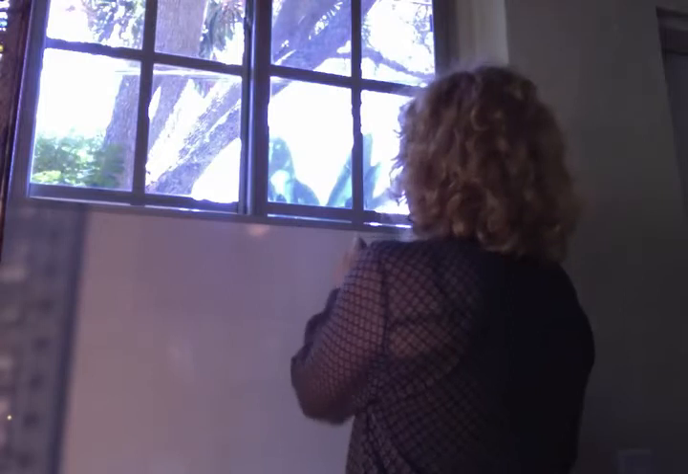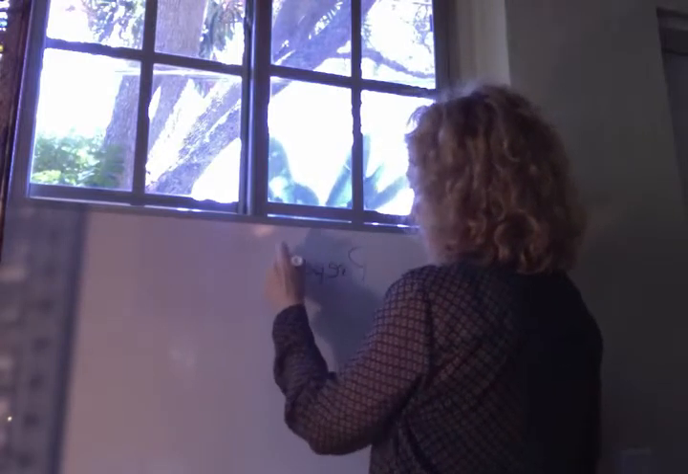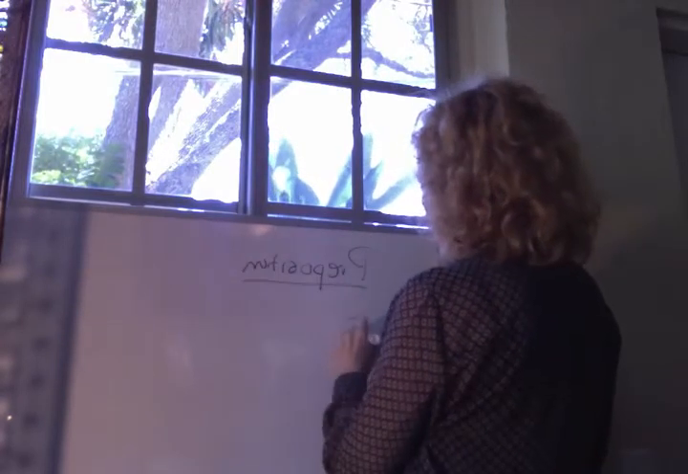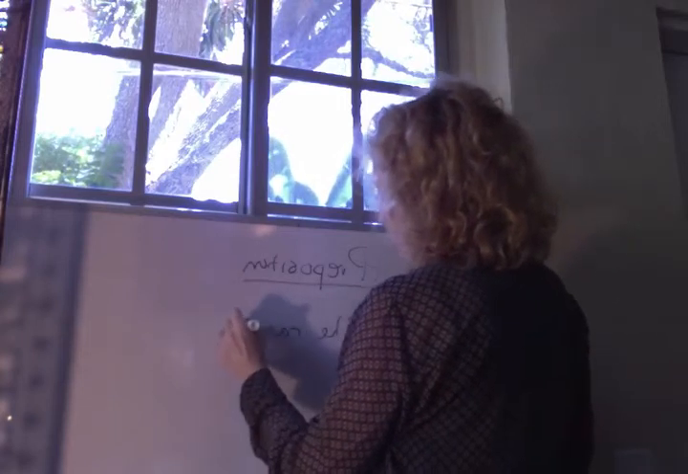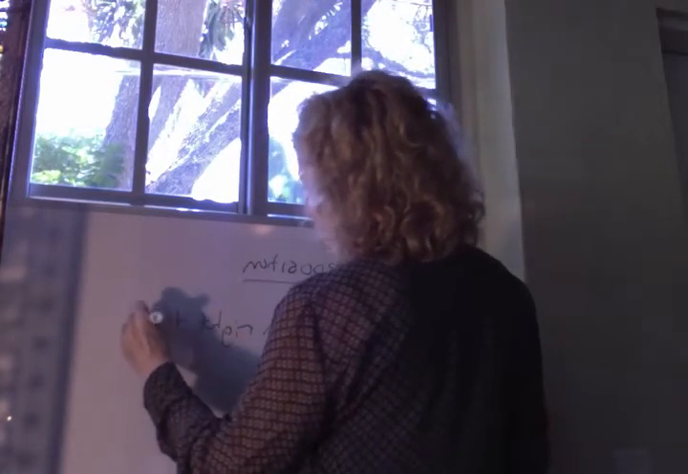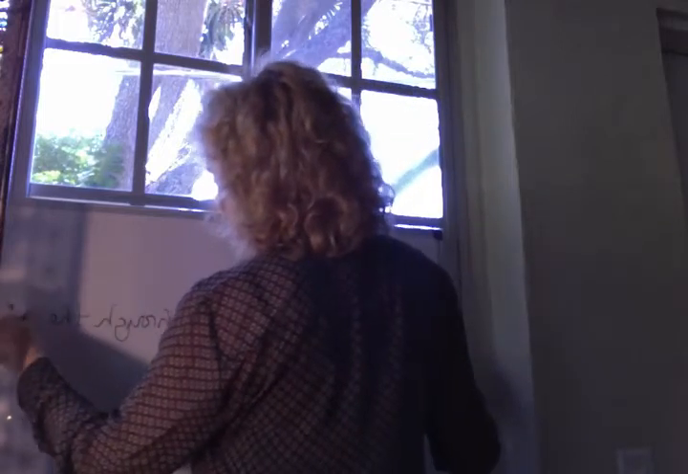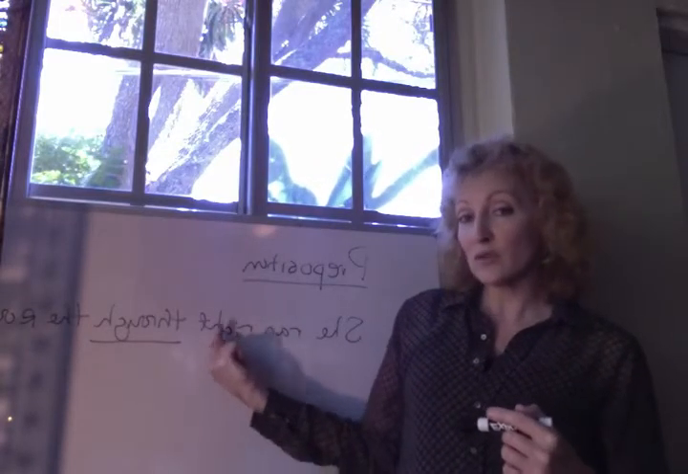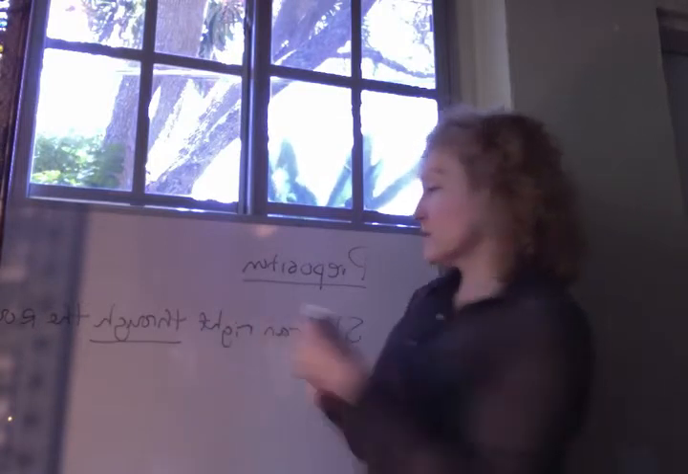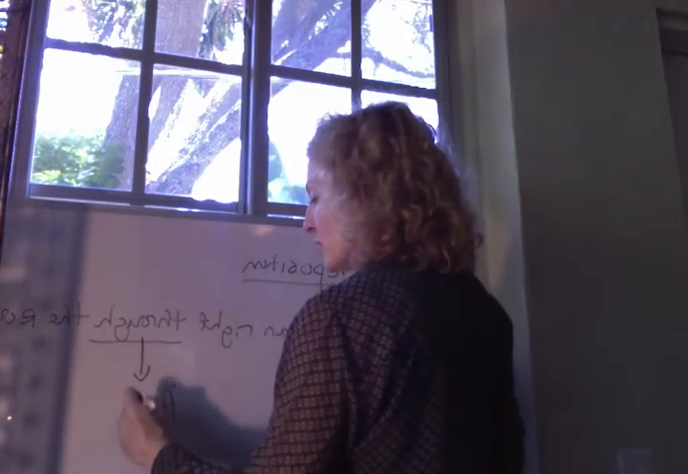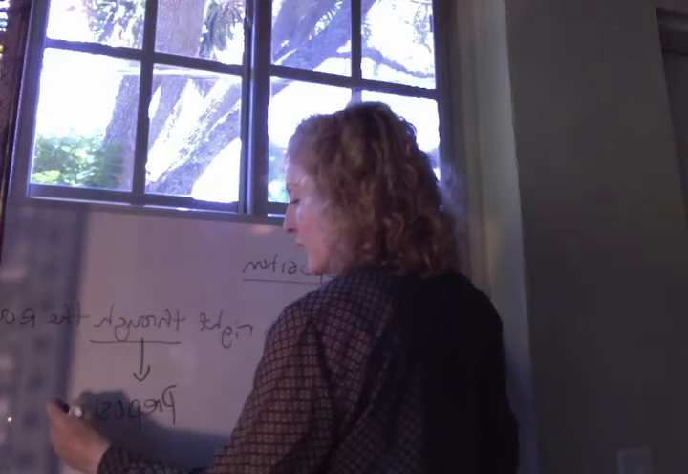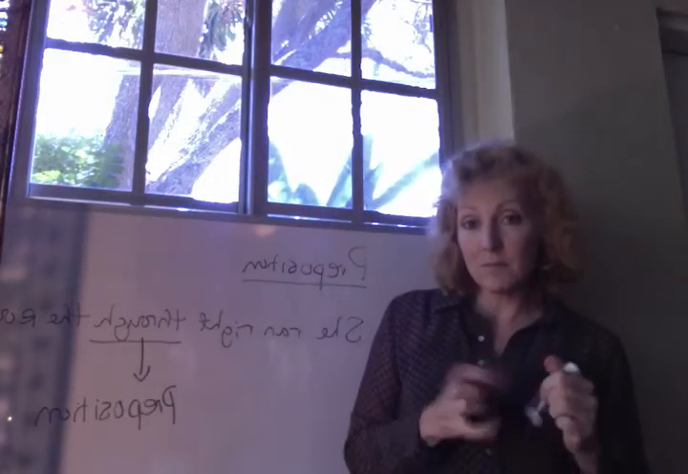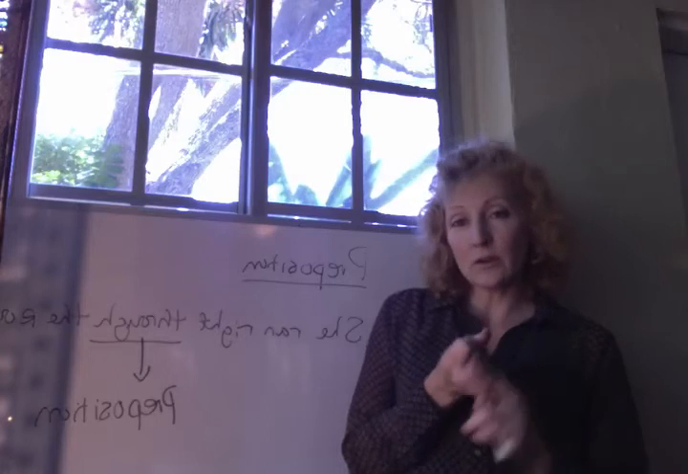Prepositions, we haven't talked about prepositions. So for example, when you say, she ran right through the room. Notice that what occurs in this position, in other words, the position after right, is a preposition. What is a preposition? A preposition is a word that tells you something about time, space, manner, location.